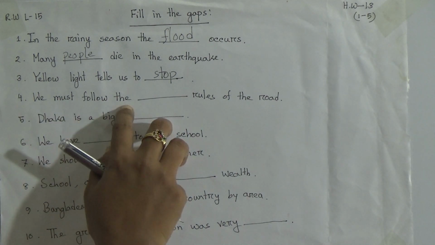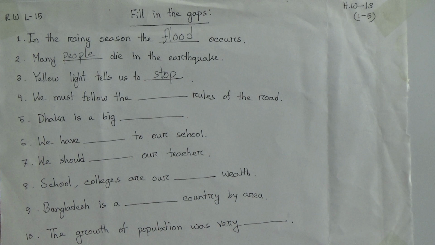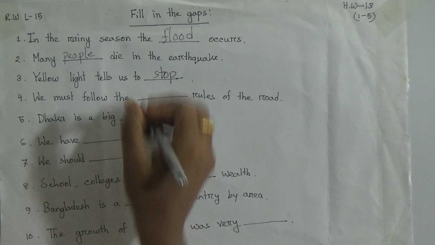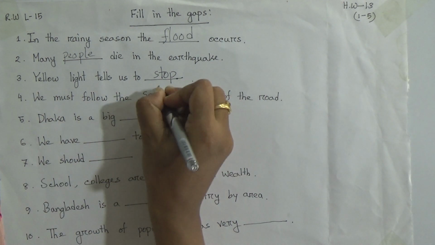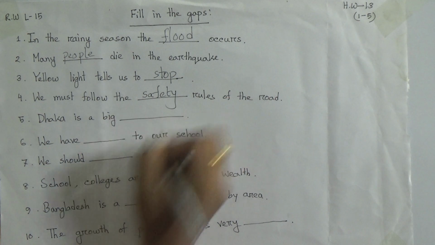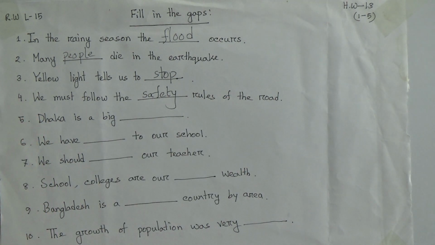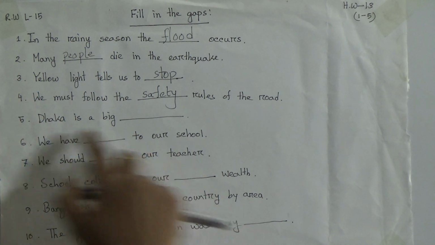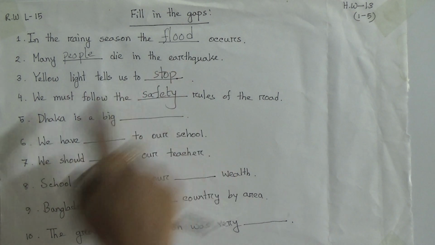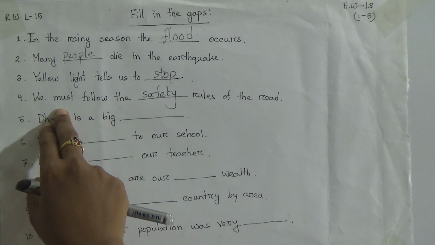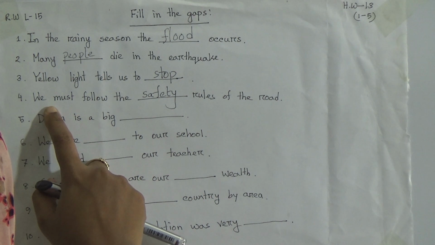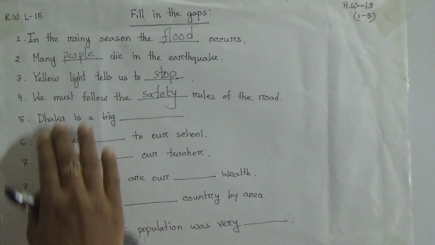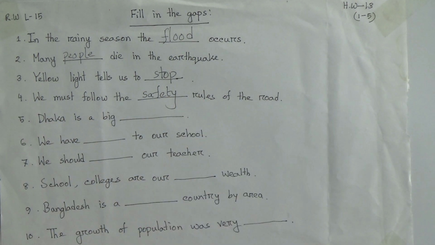Then we have number 4. We must follow the dash rules of the road. What kind of rules should we follow? We must follow the safety rules, because if we don't follow these safety rules we will face some problem or any kind of accident in the road. We have traffic rules and some kind of rules which we should follow as a human being so that we can go safely anywhere. So we must follow the safety rules of the road.